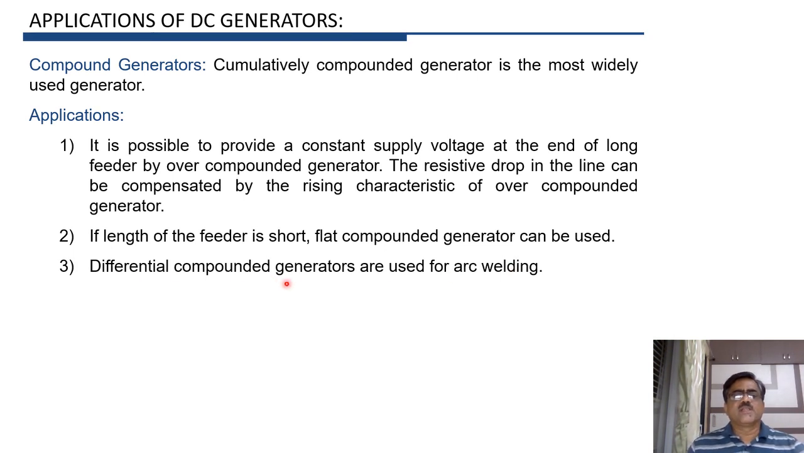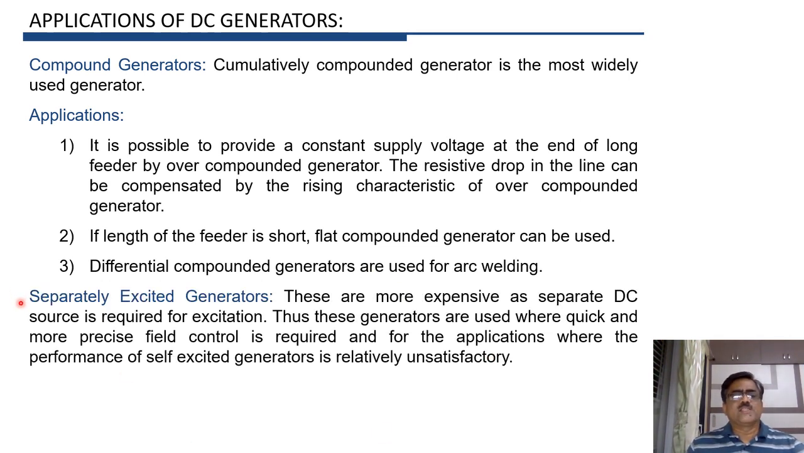Differentially compounded generators are used for arc welding because in differentially compounded generators, as current increases, voltage decreases, and therefore these generators are suitable for arc welding.